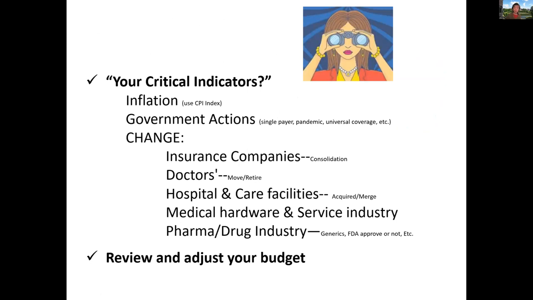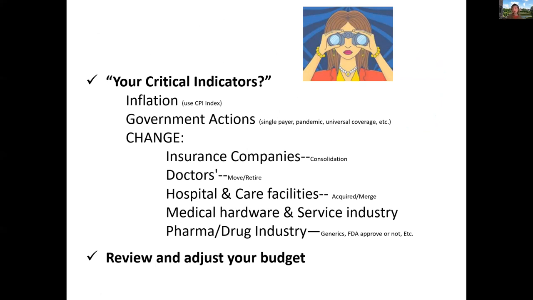So what are some critical indicators? First off, watch inflation. Second, watch what our government is doing. As I noted to you earlier, they're footing the bill for a lot of this. Changes. Insurance companies are consolidating. Doctors are moving and retiring. Some just get so fed up with the system they leave. Hospitals are acquiring each other and merging.